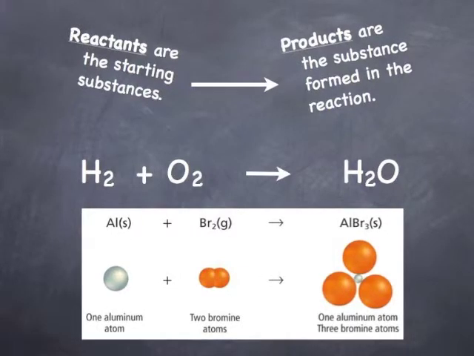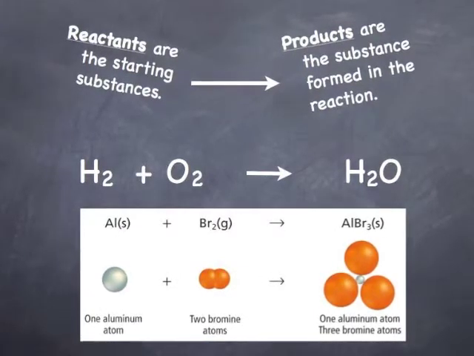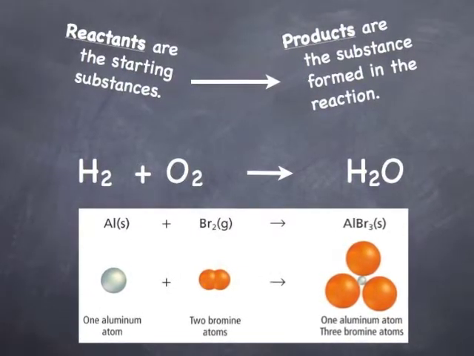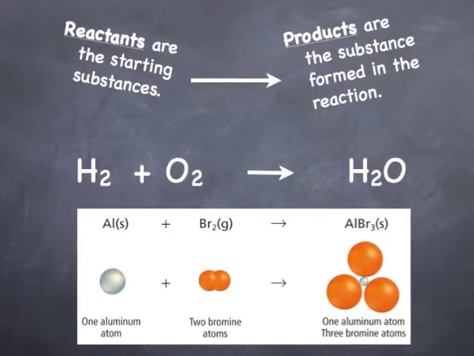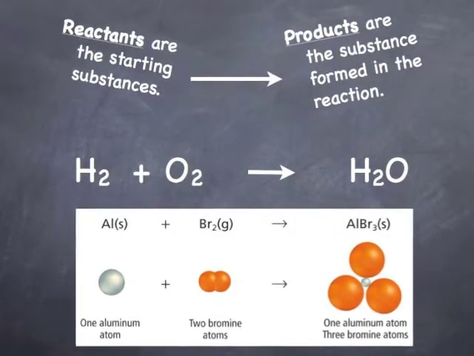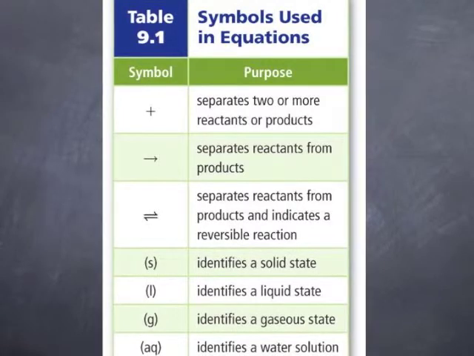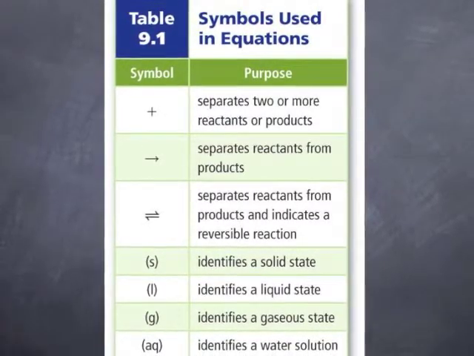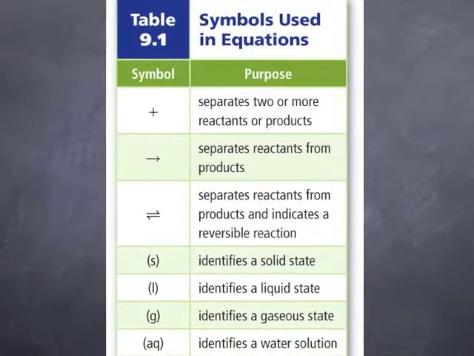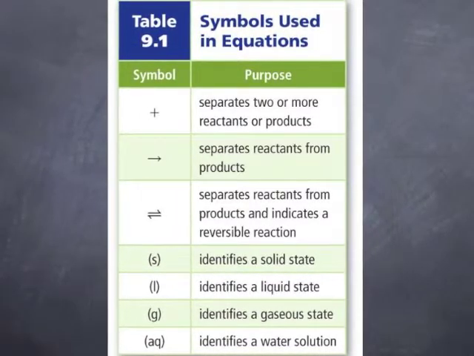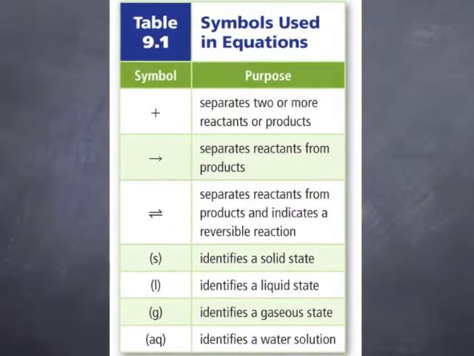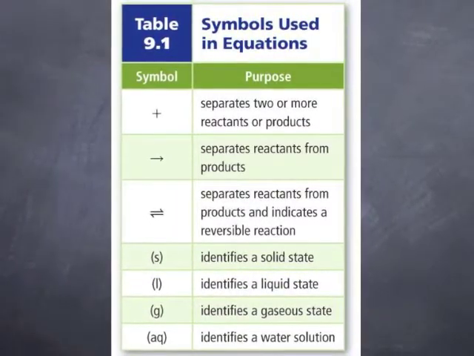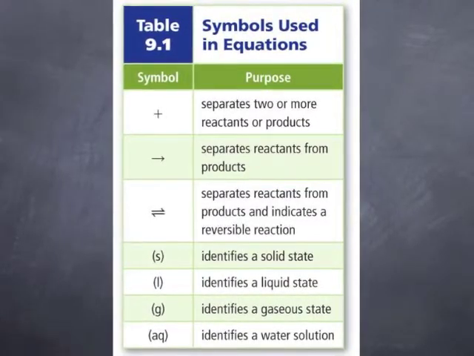Also notice that a plus sign is used to separate the different reactants and products. And the symbols S, L, G, and AQ are represented as you see in this chart: solid, liquid, gas, and aqueous. Notice the double arrows mean that reactants and products can go in the reverse direction.